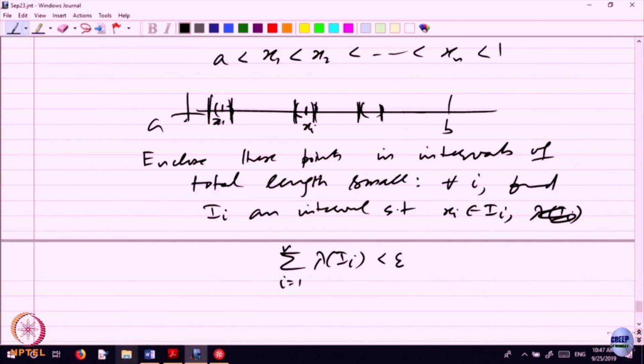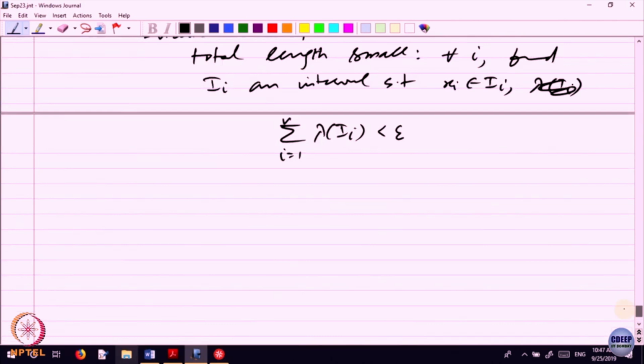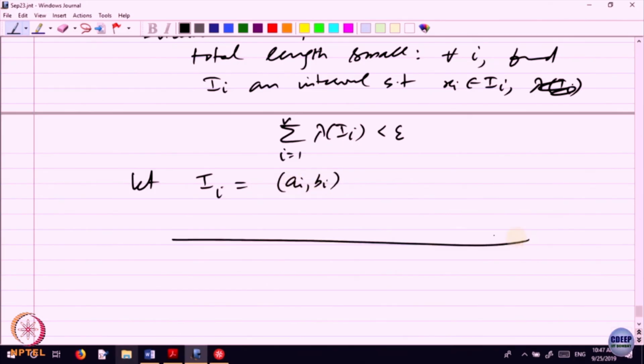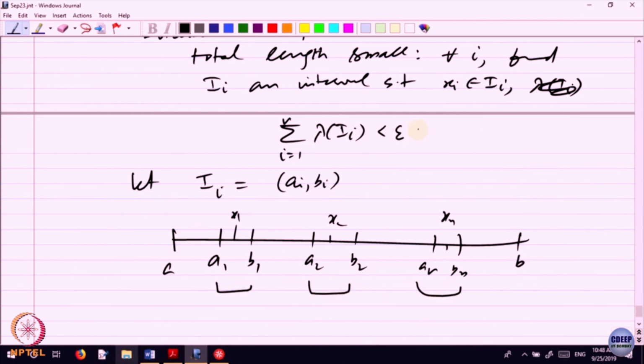Okay. So if you want, let us give them a name. Let us call them Ai, Bi. So what does it look like? Here is A1, here is B1, here is A2, here is B2. X1 is somewhere inside, X2 is somewhere inside, and so on. Xn, An, Bn, and here is A, here is B. That is the picture it looks like. The length of A1B1 plus the length of this plus the length of this put together is less than epsilon, right?